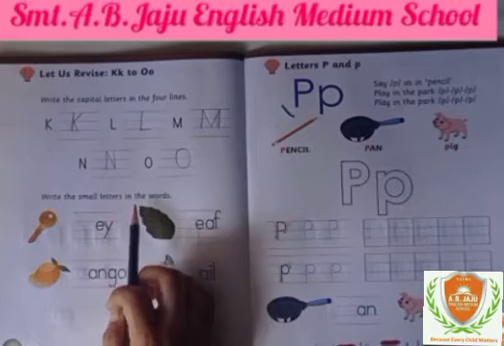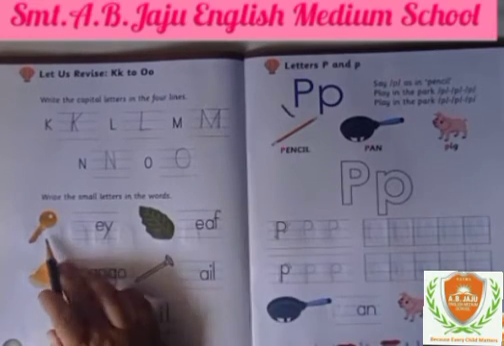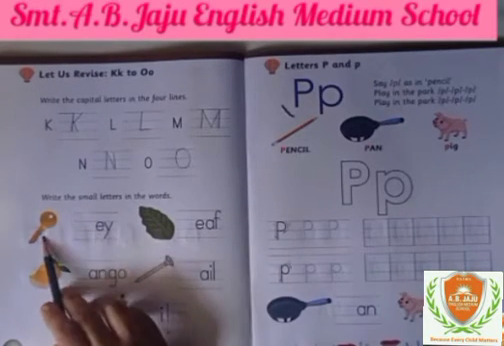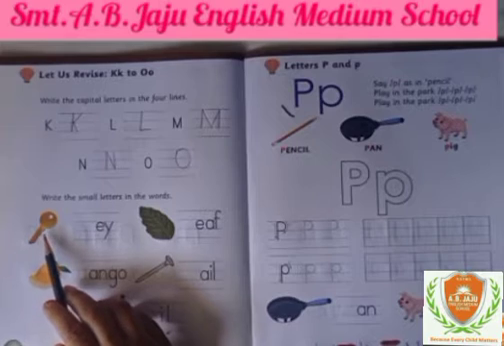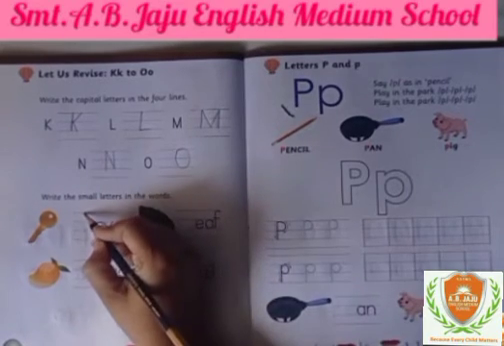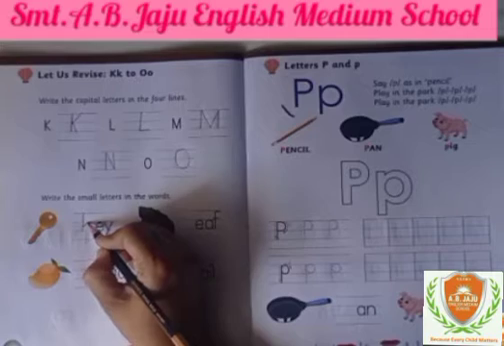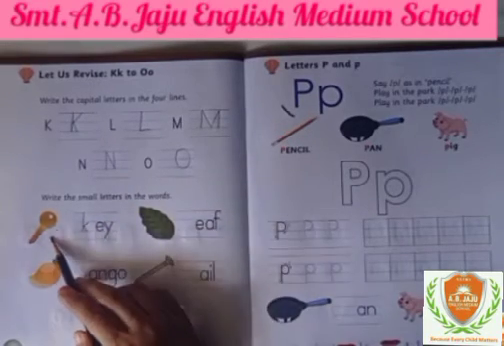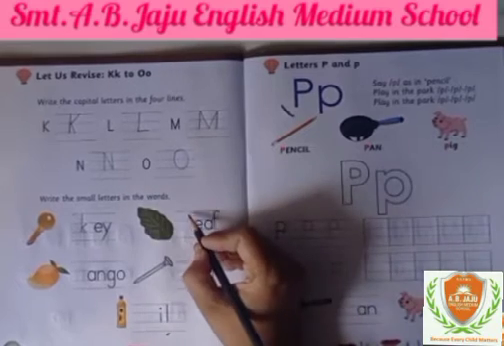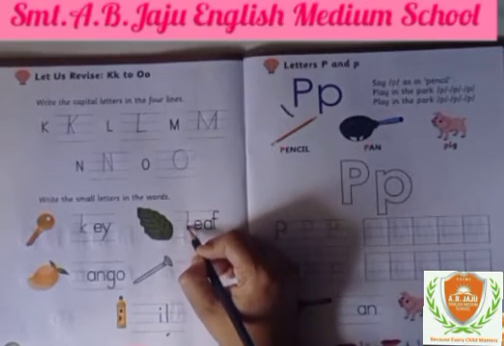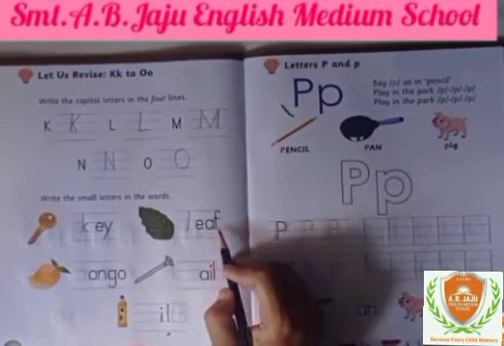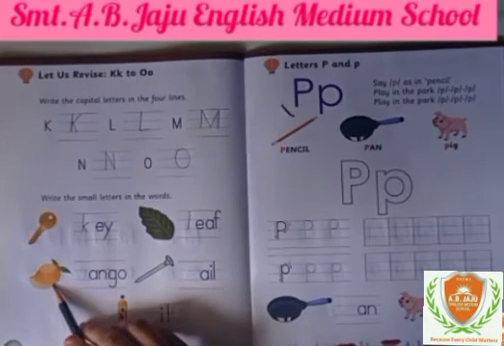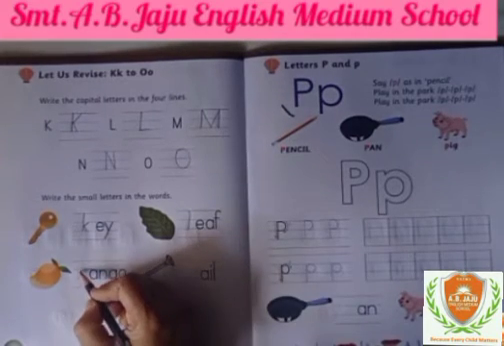Write the small letters in the words. Now we have to write down in small letter. Which picture is this? This is key. क्या ये key? Key means चाबी. Now write down here small letter k. K-E-Y, key. Now this is the picture of leaf. Write down small l. L-E-A-F, leaf. Write down small m. This is the picture of mango.